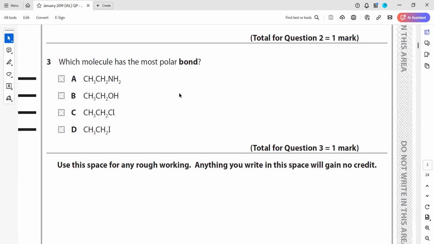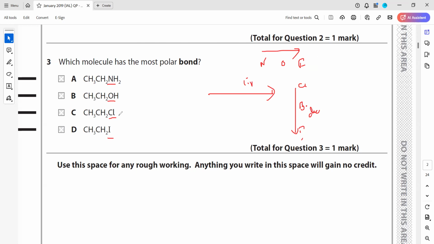Which molecule has the most polar bond? Polar bond depends on the electronegativity. Greater the electronegativity difference, more polar the bond. As we move across the period, electronegativity increases, so here nitrogen, oxygen, chlorine, and iodine. And as we go down the group, electronegativity decreases. So we have nitrogen, oxygen, then fluorine, and then chlorine, bromine, and iodine. In this range, we have the most electronegative.